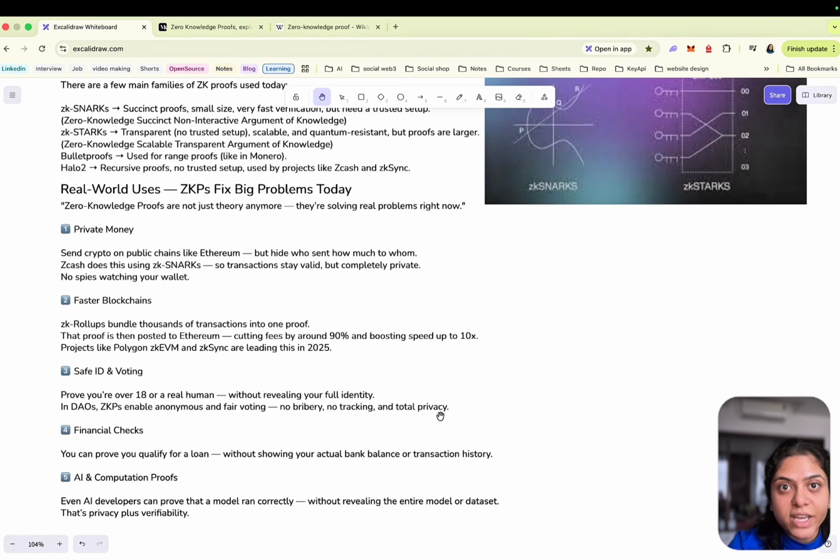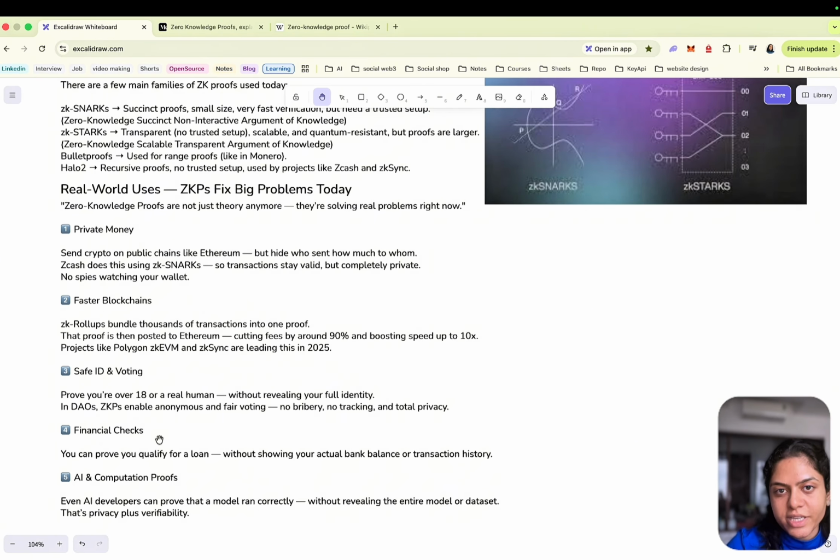Here the ZKP checks that the person is 18 plus, and doesn't tell the verifier any other details. After the check, the verifier knows that yes, this person is 18 plus, so he can vote in the DAO or go to the movie.